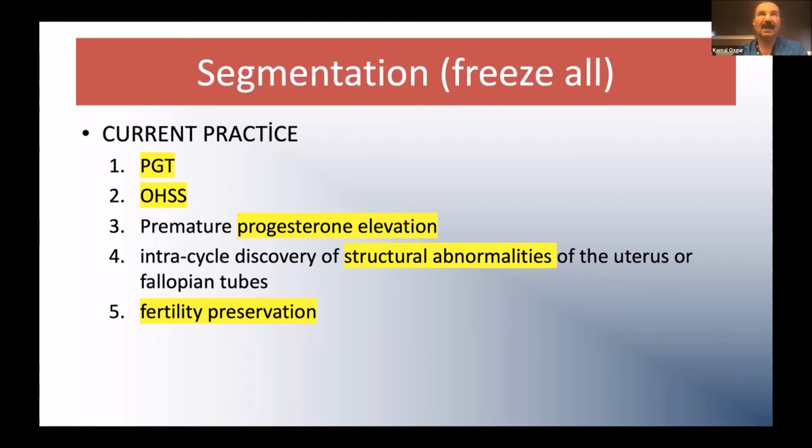The second one is OHSS, when a patient has many follicles, many eggs, and is at risk of hyperstimulation. And when the patient has progesterone elevation during stimulation, it may affect her success. And when the patient has structural abnormalities detected during ovarian stimulation, like a polyp or hydrosalpinx. And also when we do fertility preservation, like social freezing or for cancer patients, we do freeze-all. But I'm sure in the future these indications will be widened, and probably we will include universal freezing for all patients, just for the success rate.